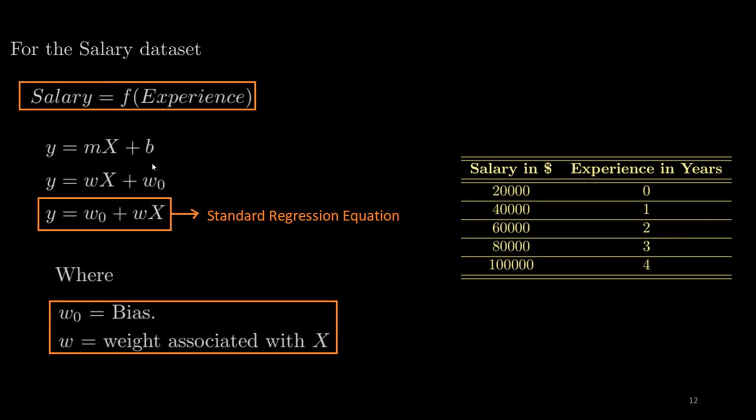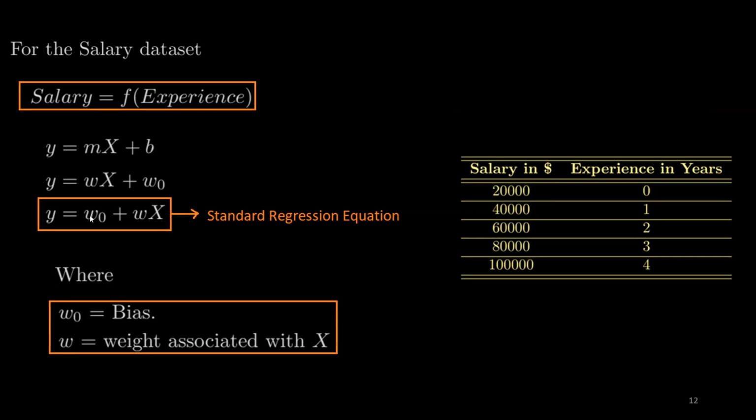Now when I transform this equation of a linear model into a standard regression equation, I have to replace a few variables with new variables. The concept is same. So first I am replacing slope with W and intercept with W naught. So if I replace slope with W and intercept B with W naught, this is my new form of equation. So it is Wx plus W naught.